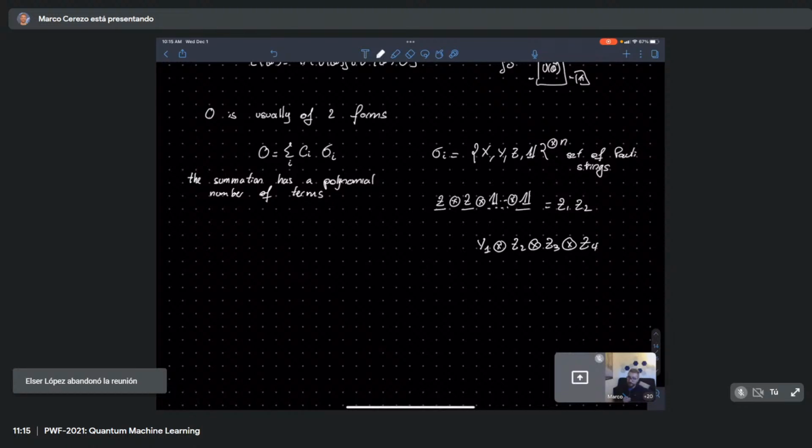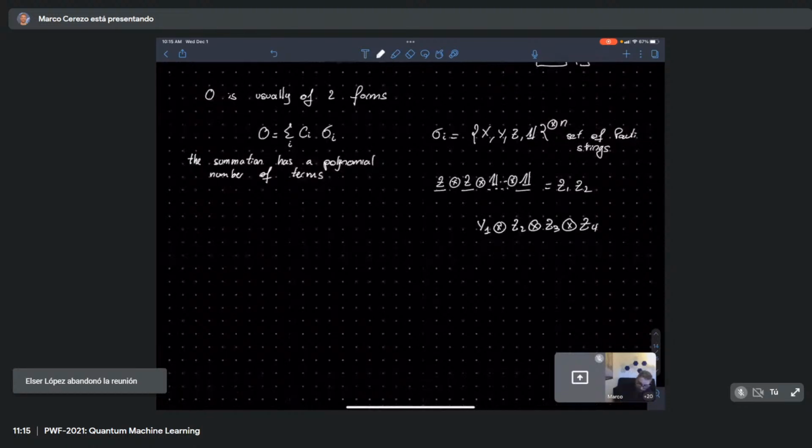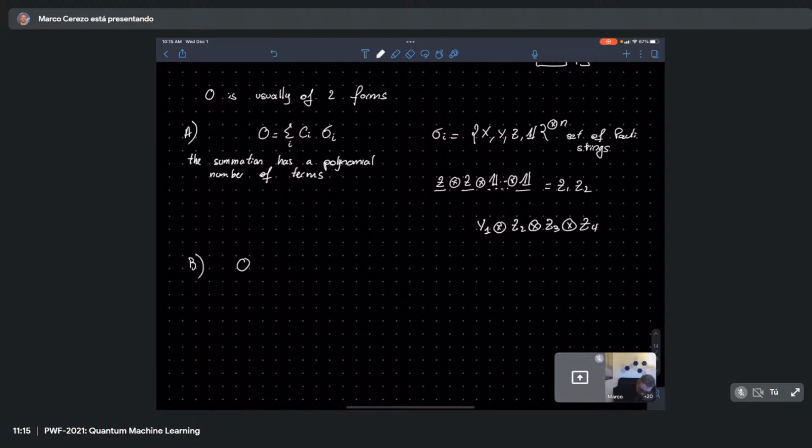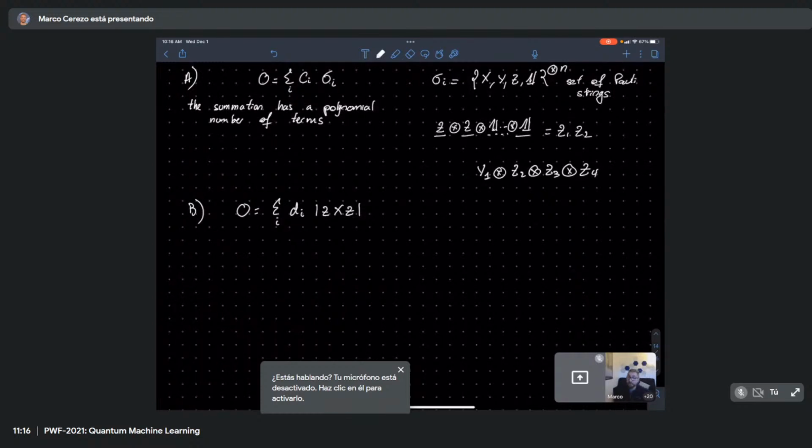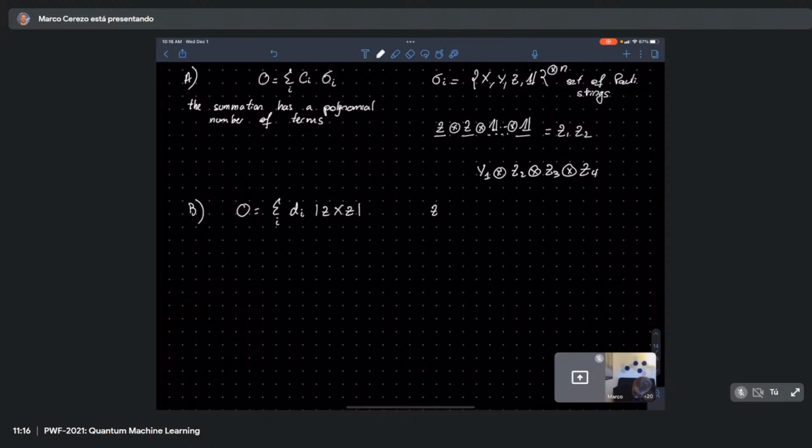The second type of cost function that we're going to be trying to estimate on a quantum computer are the ones where the observable operator is going to be expressed as a summation over i, let's use now the letter d. And here we have the projector. Now we are trying to measure the projector onto some state z. And moreover, we are going to assume that the state z belongs now to the computational basis of n qubits.